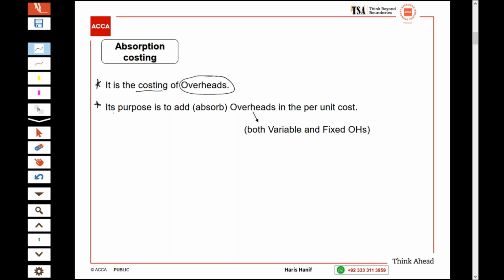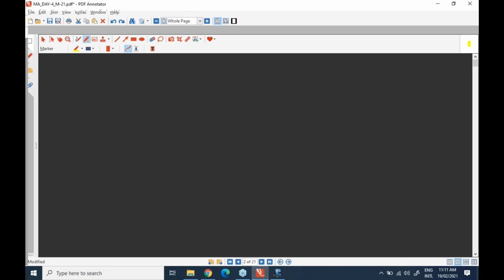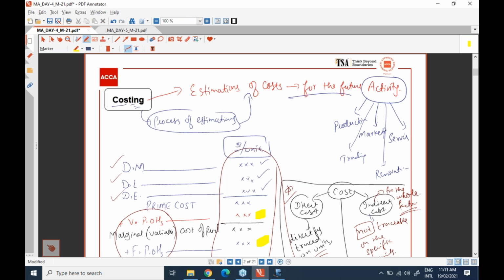And what does it mean? What does it aim at? Its purpose is to add, meaning absorb, overheads in the per unit cost, that is both variable and fixed overheads. See the last slide. You had already added variable and fixed overheads while calculating the per unit cost, and that was the purpose of absorption costing.